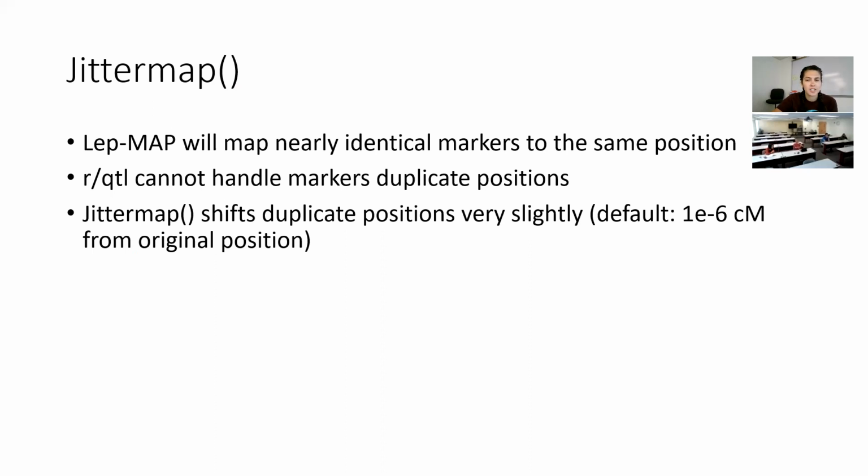But R/qtl can't handle markers that are set at the same position. Fortunately, they've made this jitter map function that can convert maps that have more than one marker at a certain position into non-identical marker positions. This function will handle the duplicate positions. It's literally what the name sounds like: it shuffles the map ever so slightly. For example, the default for shifting positions is like a millionth of a centimorgan. So in terms of analyzing the results, it's still pretty much the same position, but the number is just different so that R/qtl can separately identify which marker is being referenced.